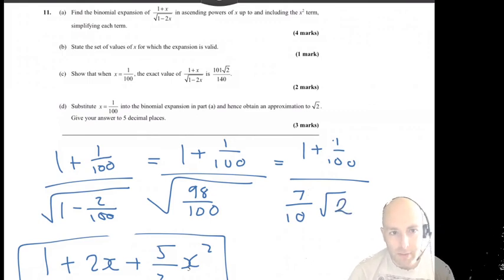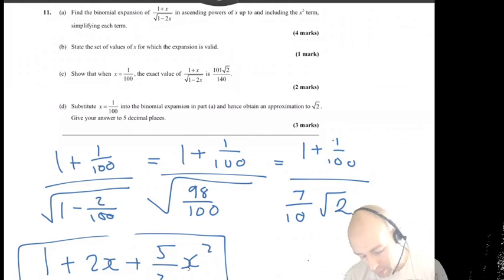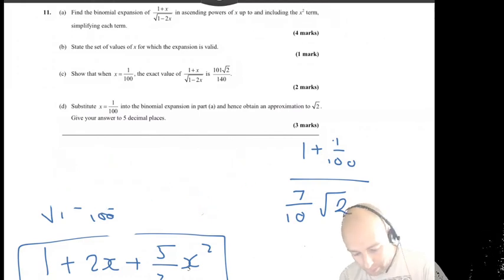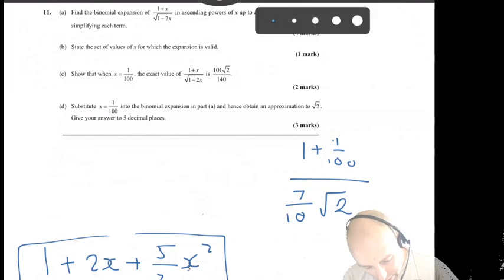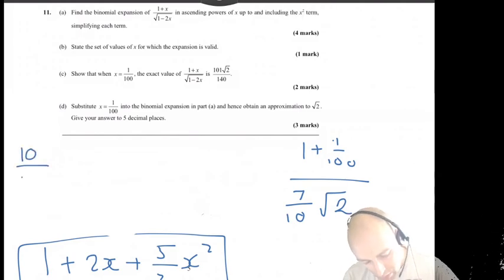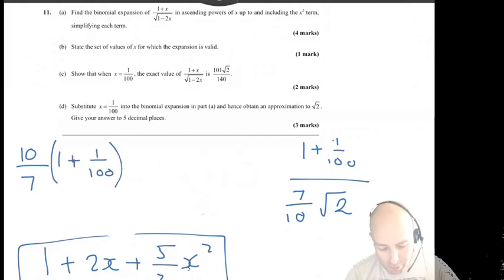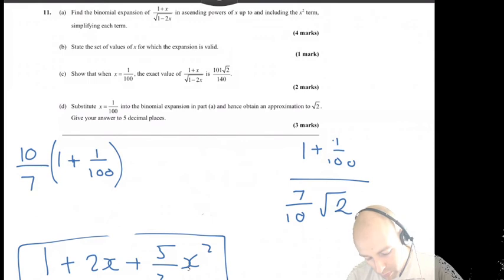Okay, now 7 over 10 we don't really want to write like that, so I'm going to flip that fraction to make it, there's not enough room. Let's get rid of what we did already. To make it 10 over 7 times 1 plus 1 over 100. Now, we don't want to write root 2, we want to rationalize this really. So we're going to times the top and the bottom by root 2. So we get root 2 on top, and on the bottom, I'm going to get 2.